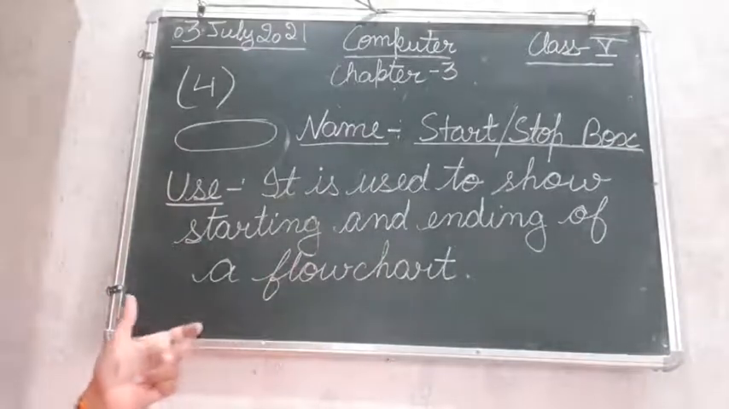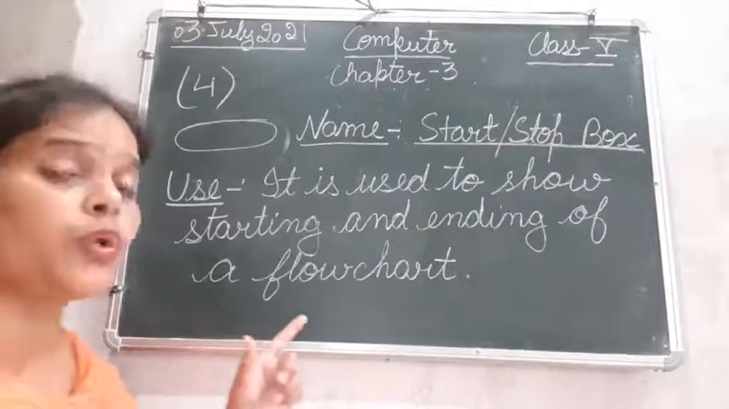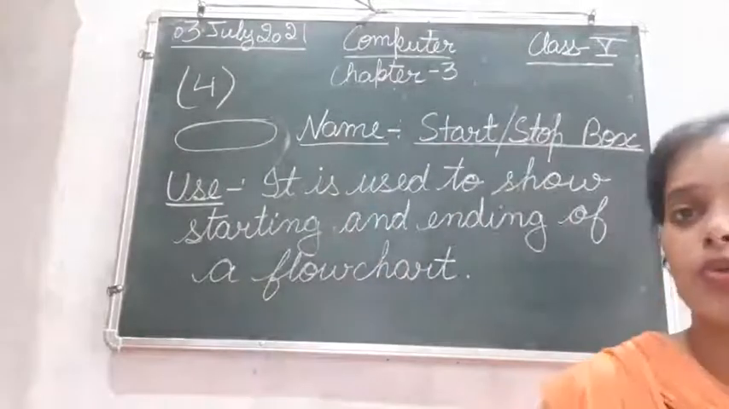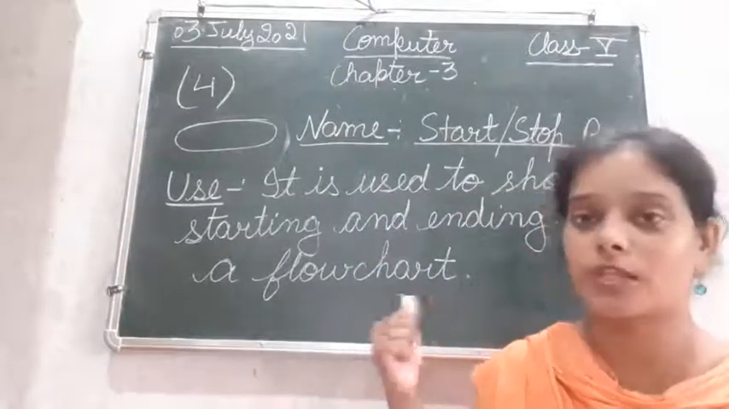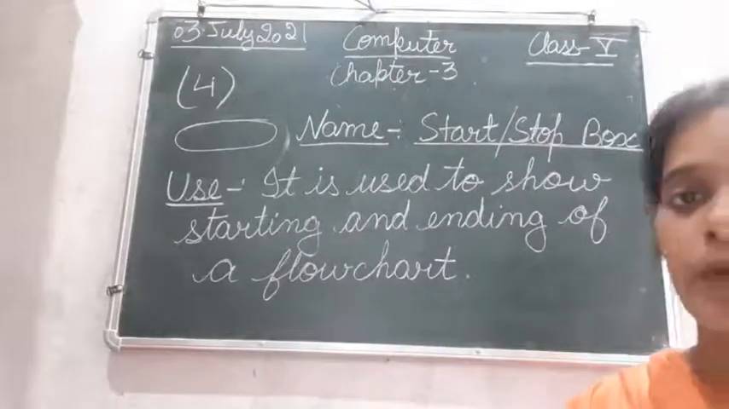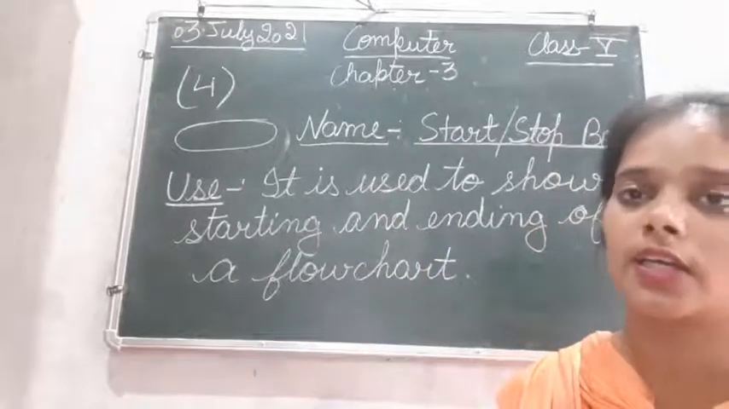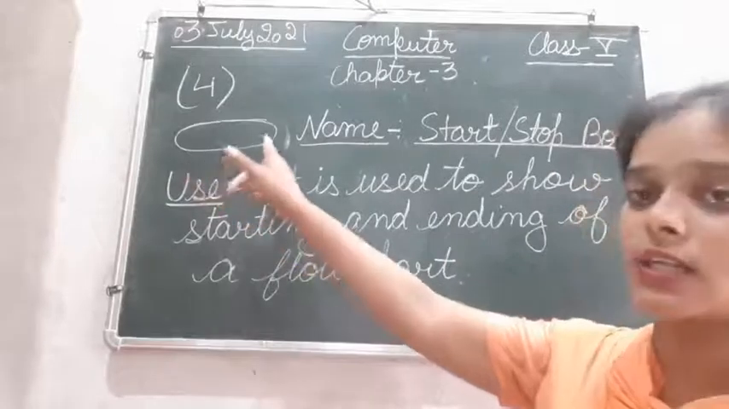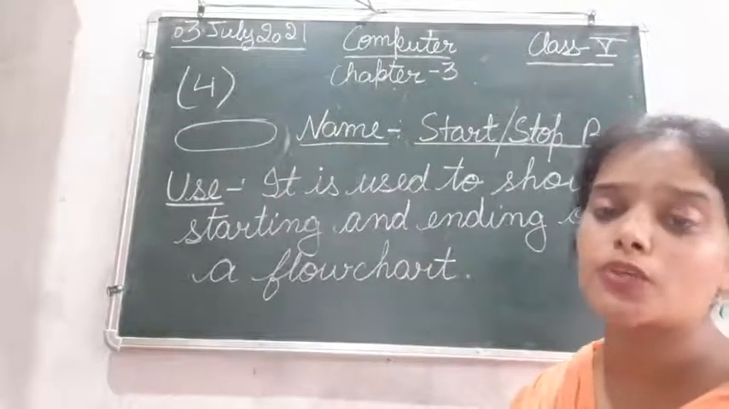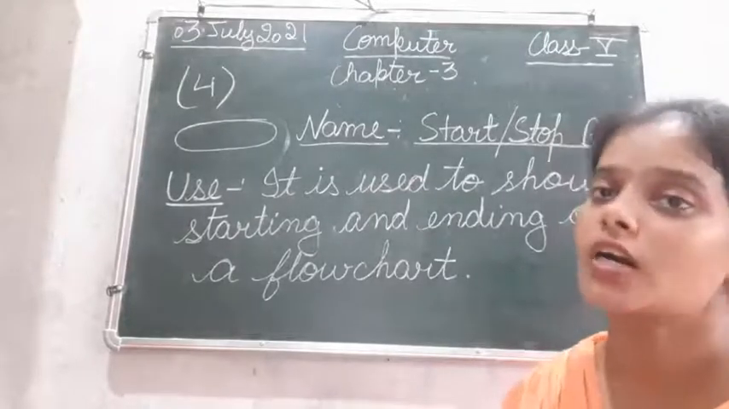Clear? So just pause the video and note it down in your books, and kindly note it down very clearly. If you are not having proper space for writing this much content in your book, you can write it in your notebooks as well. अगर आपको लिखने में परेशानी हो रही है in the book, you can use the notebooks for writing all the content. Okay, so oval shape is the start and stop box, and it is used to show starting and ending of a flowchart.